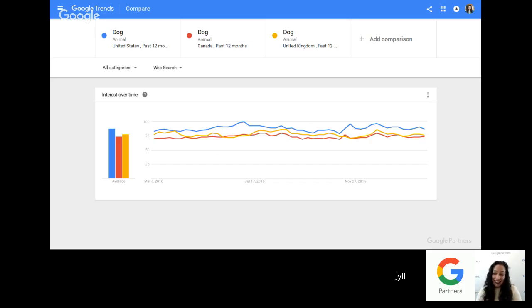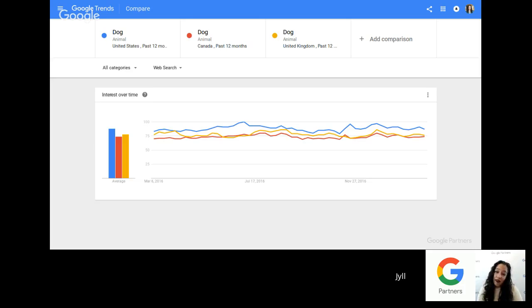The answer is the United States, but it's pretty close. So the blue line up there is searches for dog in the past 12 months in the US. The red line is Canada, and the yellow line is the UK. And I'll remind you once again, because I know it's easy for me to forget, that this isn't total searches. If it were, the US would be way higher than Canada. It's search interest. That's another reason that we normalize for all searches, so that we can compare different countries with different population sizes in a meaningful way.